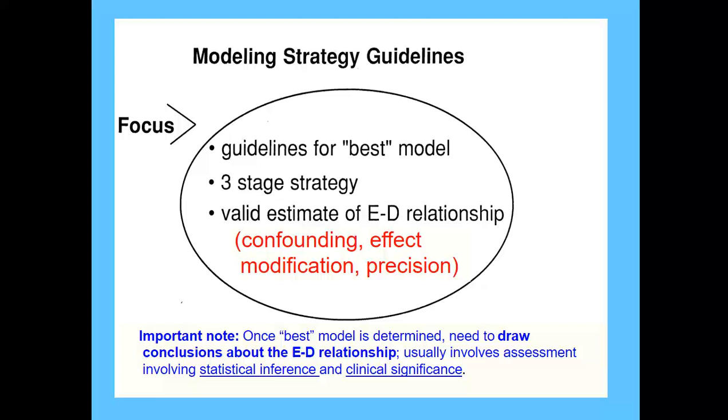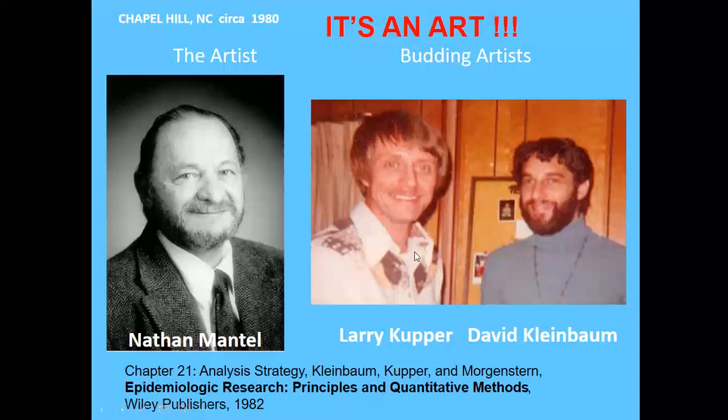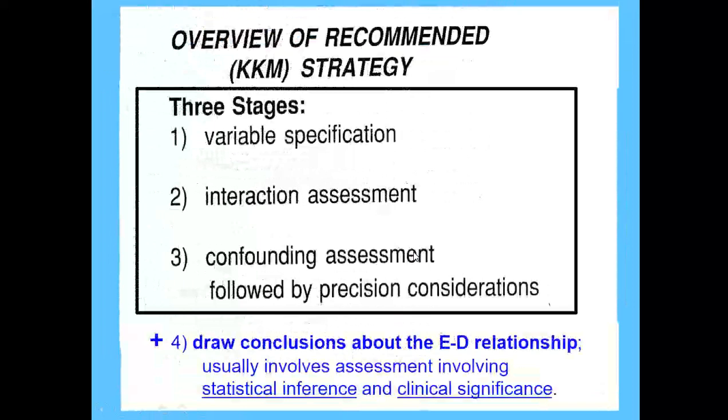That's not statistical. It's like, okay, you get an odds ratio that's 12 and it's very precise. What does that mean, given what you're trying to do? That's the clinical significance of it, given what you know about what you're studying. Okay, so those are the guidelines, and there's me way back a long time ago. There's Nathan Mantel, there's my buddy Larry, and we talked about the goal being primary etiology.